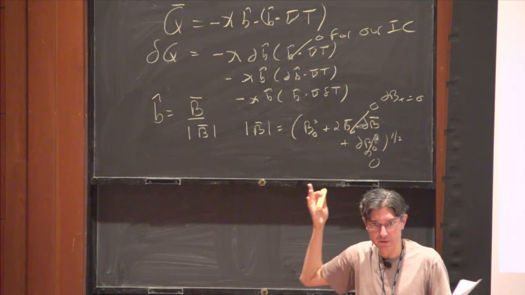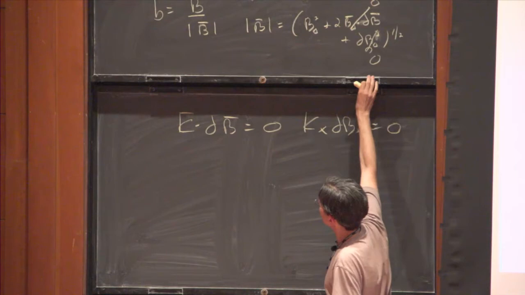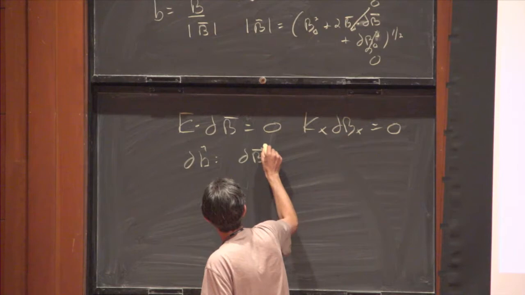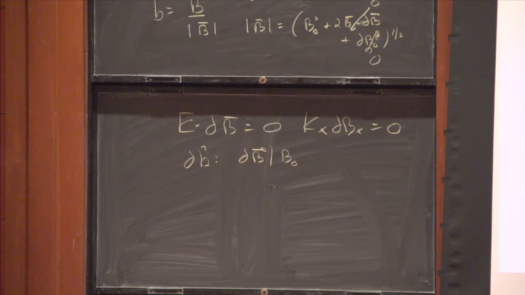And that means that the change in the direction of the magnetic field, delta B hat, is just delta B vector divided by B naught. There's no change in the magnitude of the magnetic field.